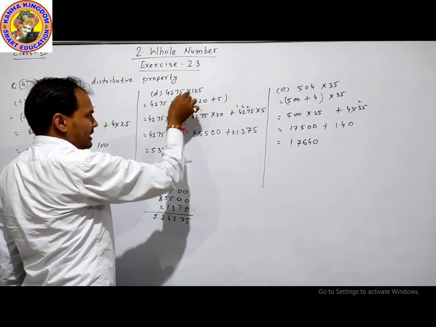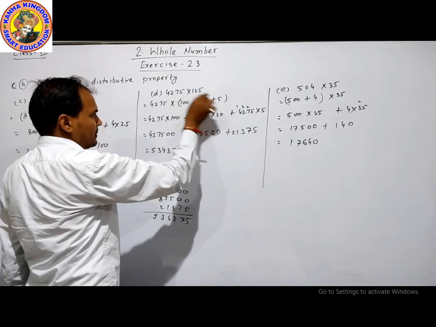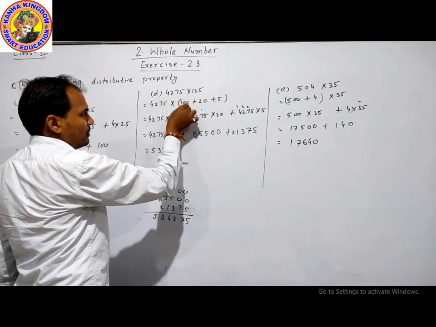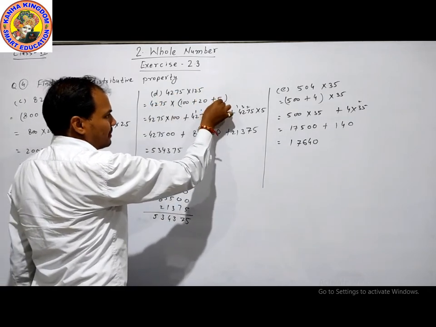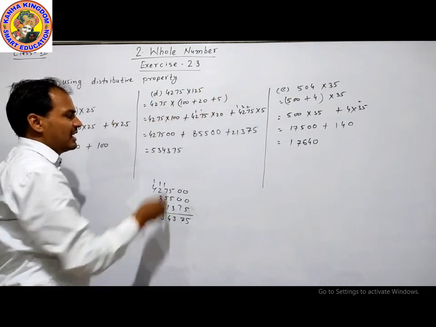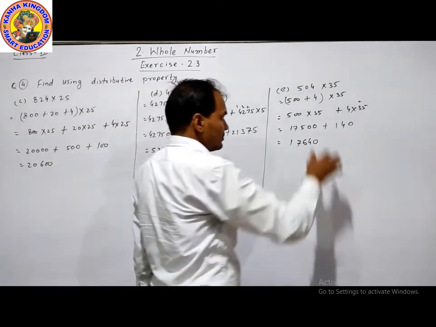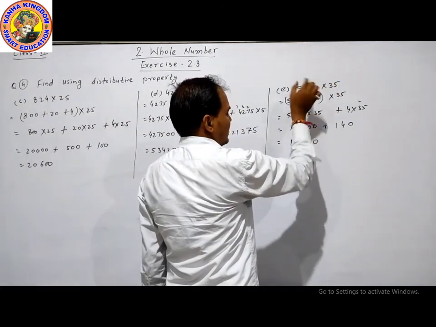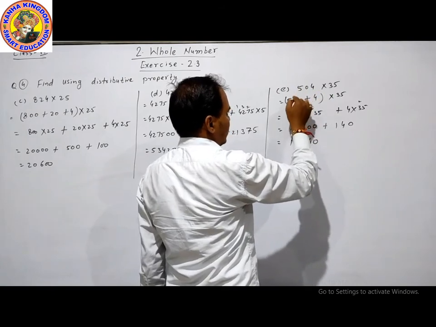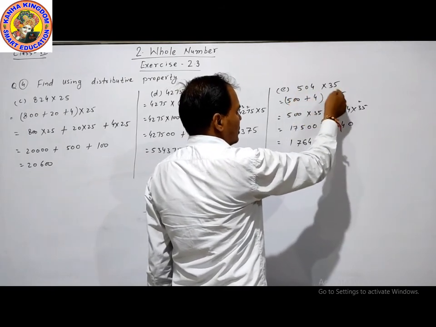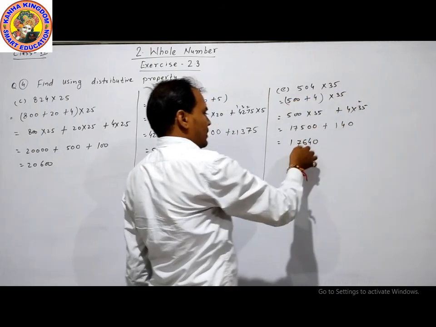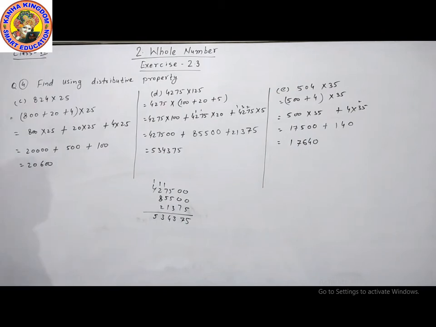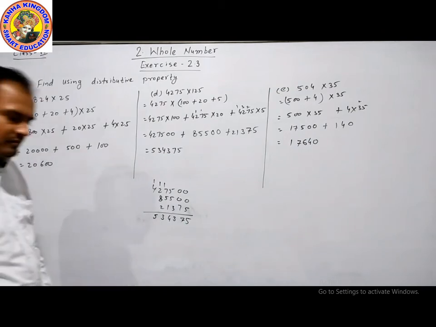125 can break easily 100 plus 20 plus 5. So 4275 will multiply by 100, 4275 multiply by 20, 4275 multiply by 5. After multiplication, we get the answer. In this number, we can break it 504 in terms of 500 plus 4. 35 multiply by 500, 35 will multiply by 4. After multiplication, we get the answer. You can take a screenshot of this. We will move to our next question.